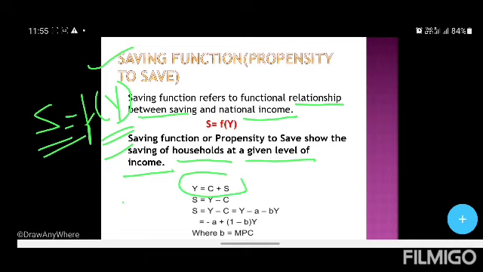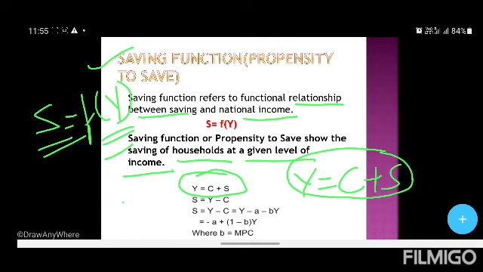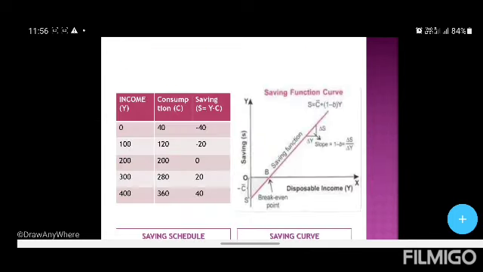And y is equal to c plus s. Income किसके बराबर है? यहाँ हम income को consume करते हैं और we save it. Therefore, income is equal to consumption plus saving. And the saving is equal to y minus c. So we can say here it is negative a plus 1 minus b. Here b is equal to marginal propensity to consume. It can be explained with the help of the given table and diagram.